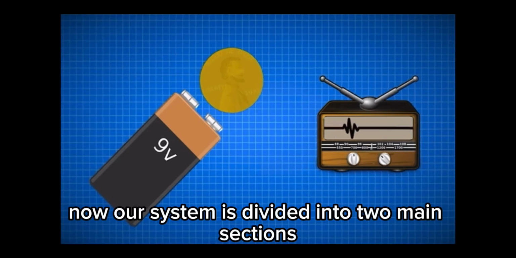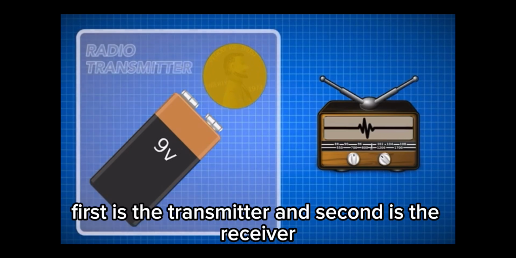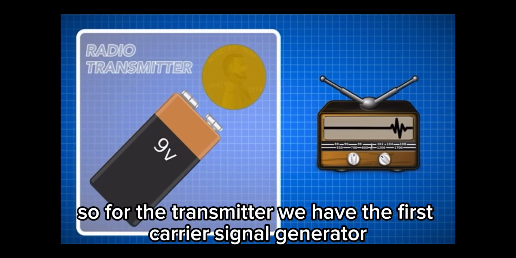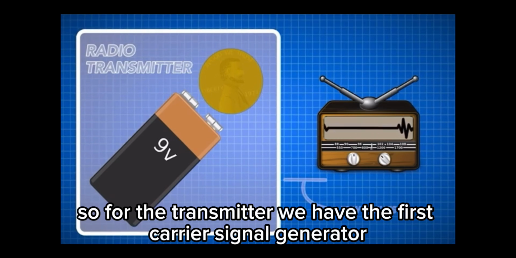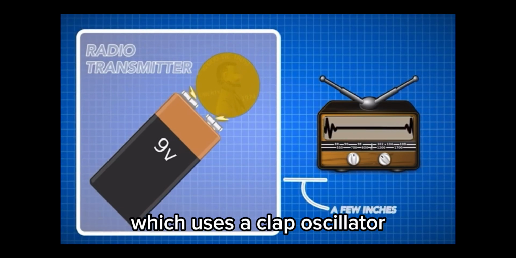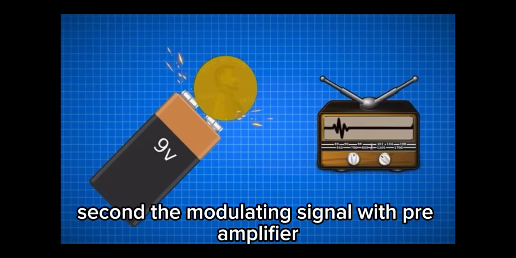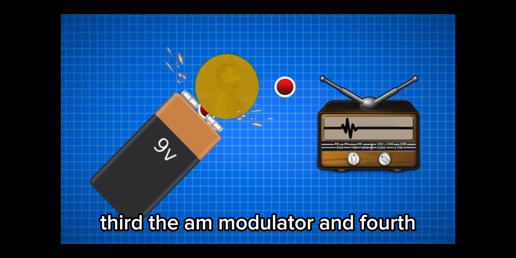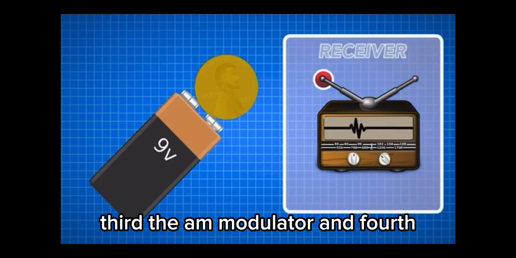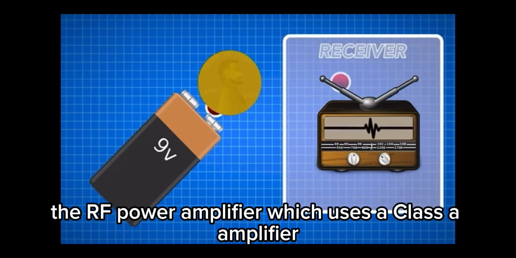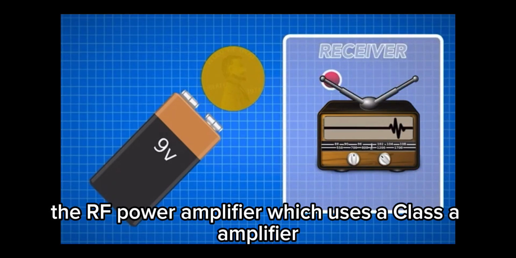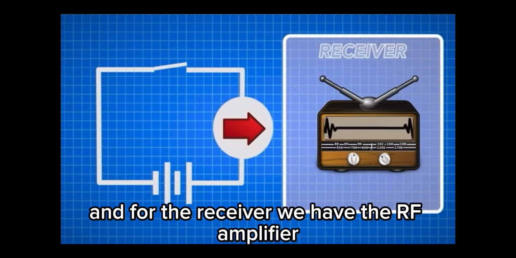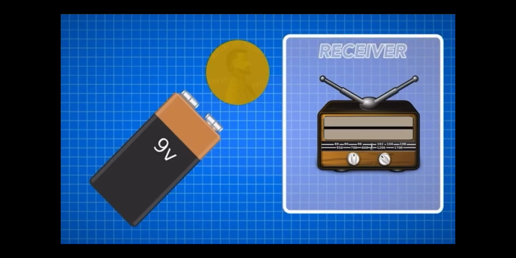The AM radio system is divided into two main sections. First is the transmitter, and second is the receiver. For the transmitter, we have first a carrier signal generator, which uses a clop oscillator. Second, the modulating signal with the preamplifier. Third, the AM modulator. And fourth, the RF power amplifier, which uses a Class A amplifier. For the receiver, we have the RF amplifier, the AM demodulator, which uses the envelope detector, and the audio amplifier, which uses a non-inverting operational amplifier.